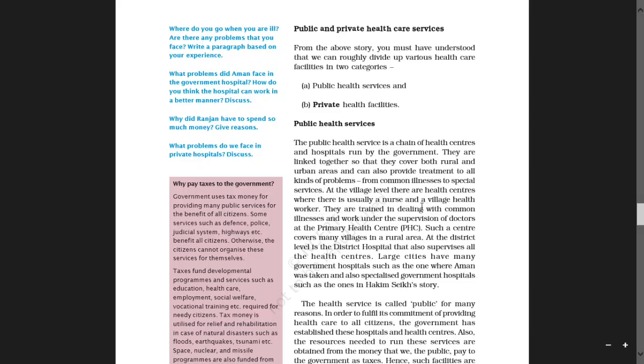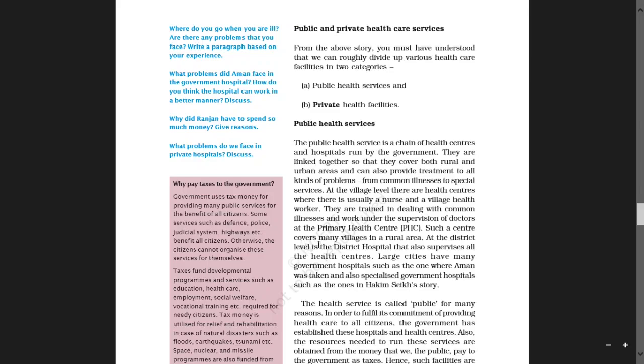They are trained in dealing with common illness and work under the supervision of doctors at the primary health center. Such a center covers many villages in a rural area. So this type of center covers many villages.